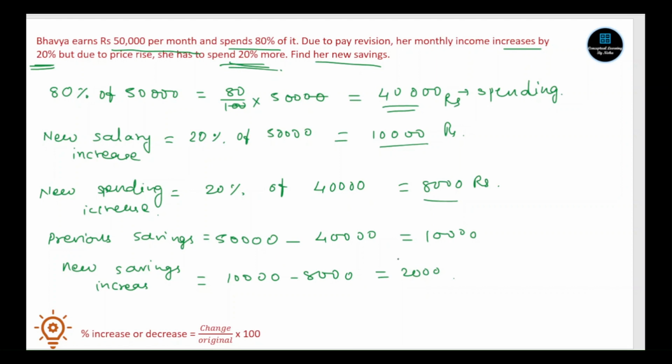Correct? So her new total savings equals 10,000 plus 2,000, which is equal to 12,000 rupees. Correct? You understood? We found her total expenditure for the old salary. We found how much the salary is increased. Okay. Then how much the expenditure increased, and then we found the savings. Okay. Alright. Perfect.